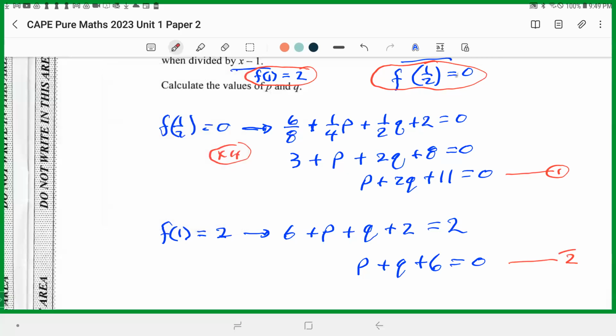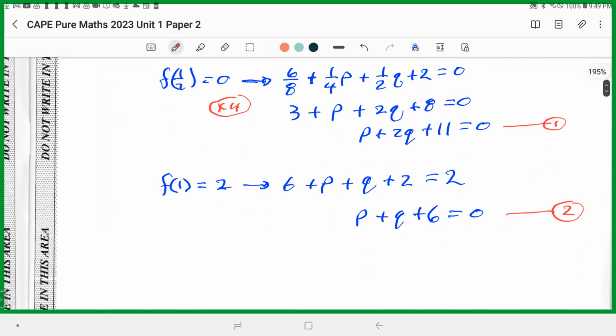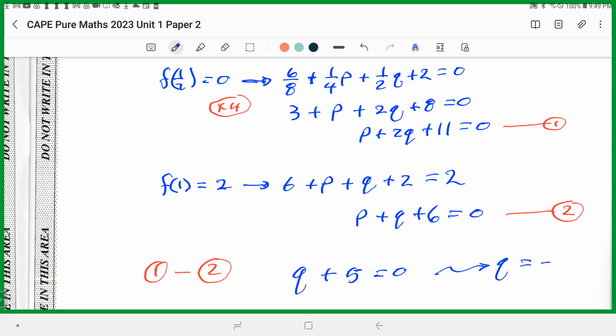Equation 2. So I'm just solving those two equations simultaneously. I can subtract to eliminate the p. So I'm going to do equation 1 minus equation 2. I'm subtracting the two equations to eliminate the p. I'm going to find the q value first. So when I do equation 1, the p minus the p is gone. 2q minus q is q. Then 11 minus 6 is 5. And then 0 minus 0 is 0. So that means that the q is equal to negative 5.